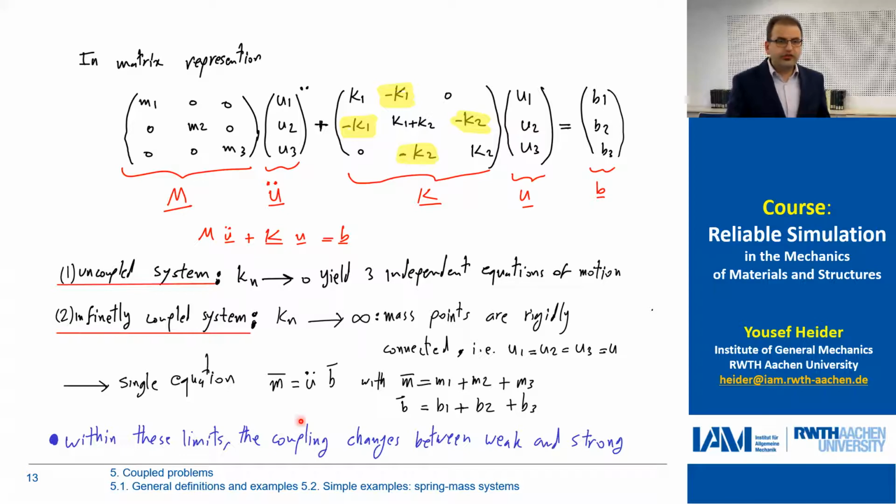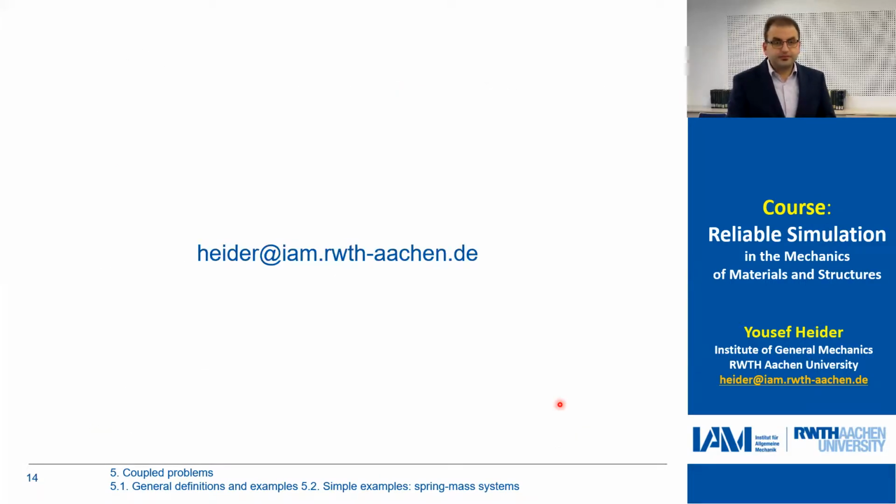Okay, so within these limits, the limit of 0 stiffness and the limit of infinite stiffness, we are moving between weak and strong coupling. It's clear that if we go to 0 stiffness, we are in a very weak situation. And then if we go to higher stiffness, we are in strong coupling. And these are the limits.